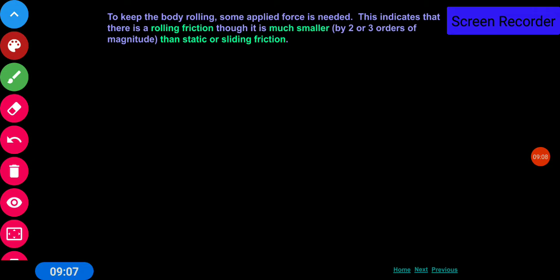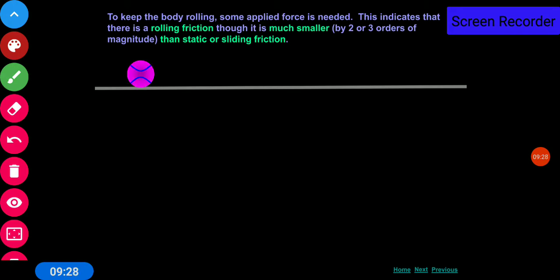This indicates that there is a rolling friction, though it is much smaller, by 2 or 3 orders of magnitude, than the static or sliding friction. But the rolling friction is there. That is why we need some force to keep the body rolling over any surface. Just like this ball, which is moving, if no external force is applied, then it will stop after moving through a distance.